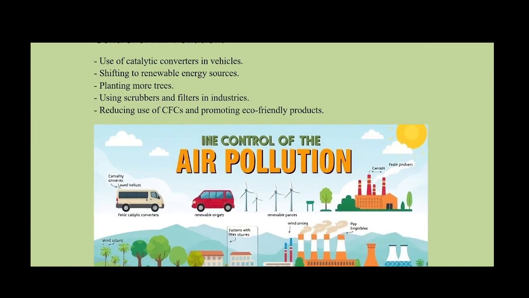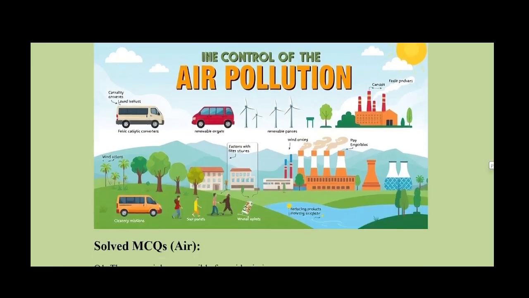Now, what is the control of air pollution? It is in the use of catalytic converters in vehicles, shifting to renewable energy resources, planting more trees, and using scrubbers and filters in industries. And if we reduce the use of chlorofluorocarbons and promote eco-friendly products, then we can surely control air pollution.